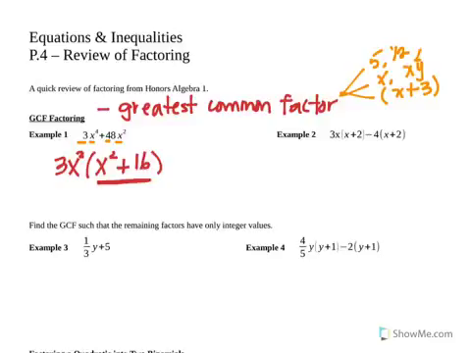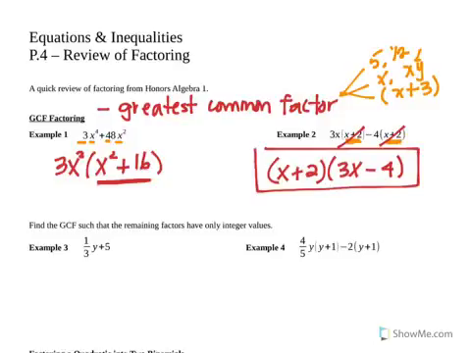Let's take a look at example number 2. This time you'll notice that the thing they have in common is a binomial. If you factor this binomial out of each term, you'll notice that what's left is 3x minus 4. So in example 2, this would be it. We're finished factoring right here.